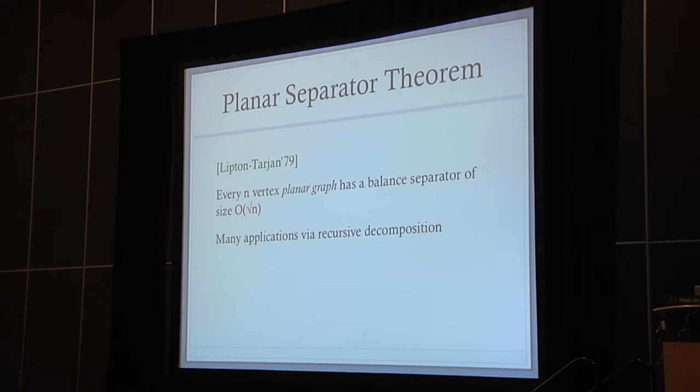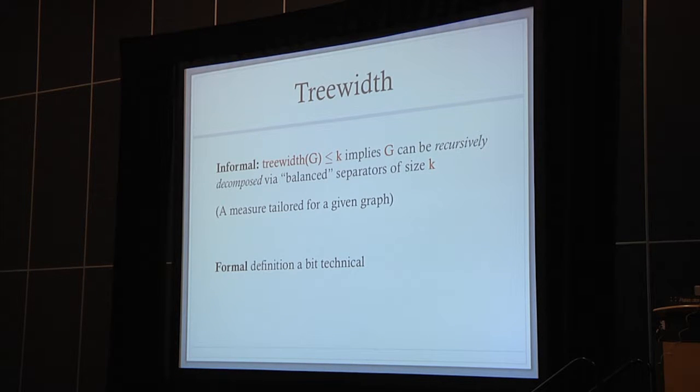Okay, so essentially, Treewidth is closely related to this notion of recursive decomposability. So informally, the Treewidth of a graph measures something about how decomposable the graph is. Okay, and so the parameter, let's call it k. If the Treewidth of a graph is k, it basically means that it can be recursively decomposed via balanced separators of size at most k. Okay? So it's a measure that is tailored for a given graph, as opposed to the planar separator theorem, which says that every planar graph has a separator of size square root n. While for a given graph, this measures something specific to that graph. So the Treewidth of a graph is k if you can recursively decompose it using separators of size at most k.